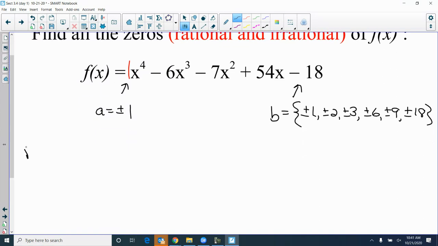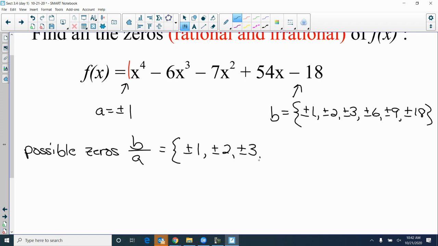Now, the possible zeros, they all won't work. They will be of the form B over A. B divided by A. Well, A is just 1. So really, we're just left with all those constants. So all our possible zeros are plus or minus 1, plus or minus 2, plus or minus 3, 6, 9, 18. 2, 4, 6, 8, 10, 12 numbers, right? 12 numbers. So we took it down from an infinite amount to 12.